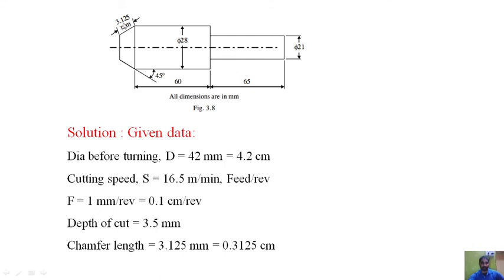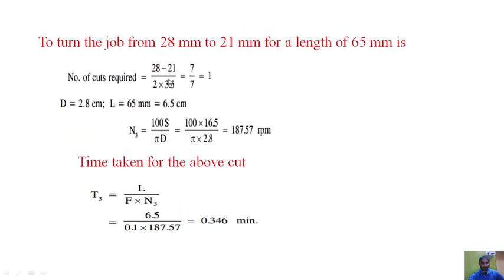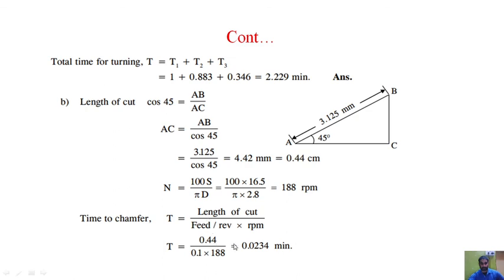But we are making the chamfer this side. So the workpiece is rotating at a 28 mm diameter. So we have to take 28 here. 28, 2.8. So you'll get RPM as 188. Length of cut is 0.44 and 0.1 is feed per revolution into RPM is 188, 0.0234.